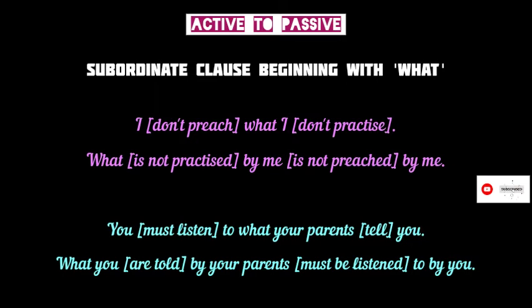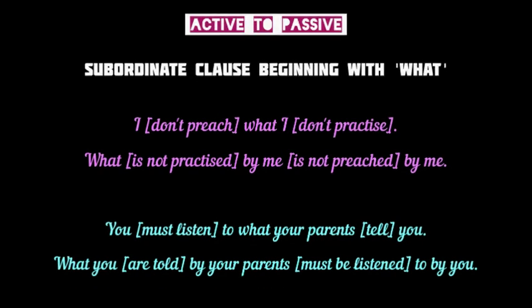And then, you must listen to what your parents tell you. The subordinate clause, what your parents tell you, is the object of the verb listen to, and the pronoun what is the object of the verb tell in the subordinate clause. First, change the subordinate clause into the passive voice and then bring it to the subject's place of the sentence. What you were told by your parents must be listened to by you.